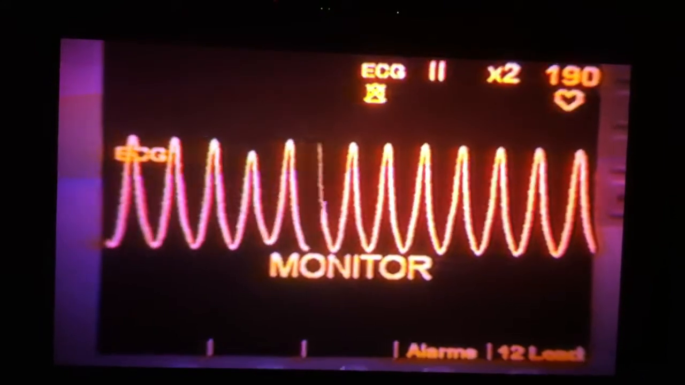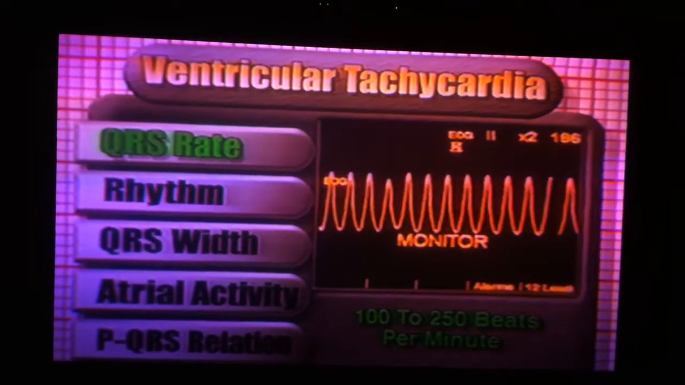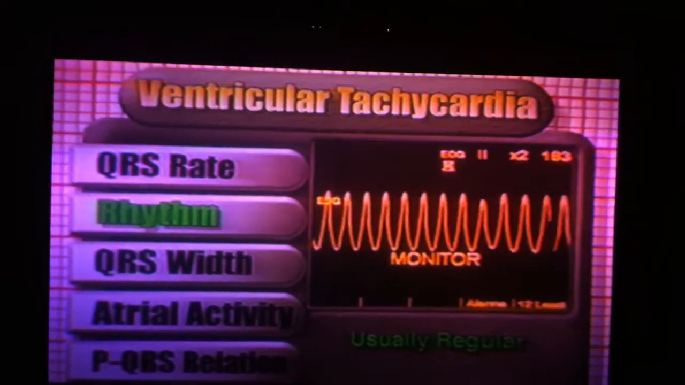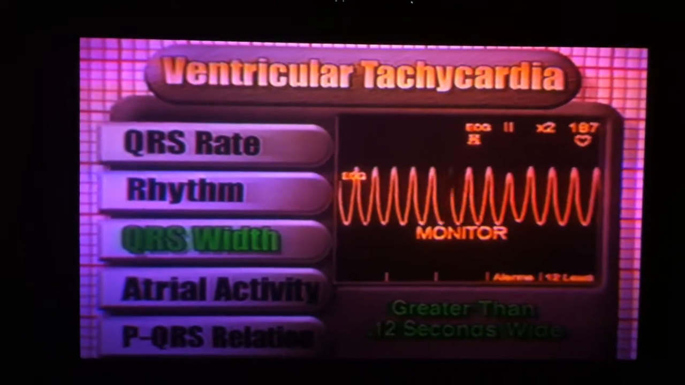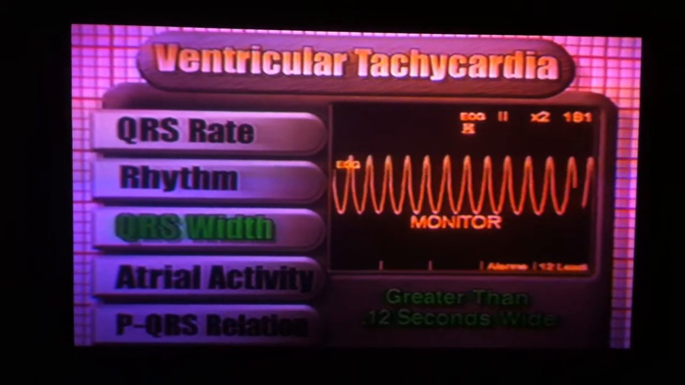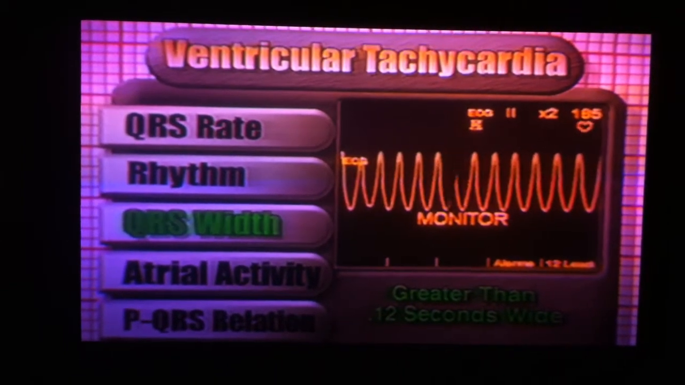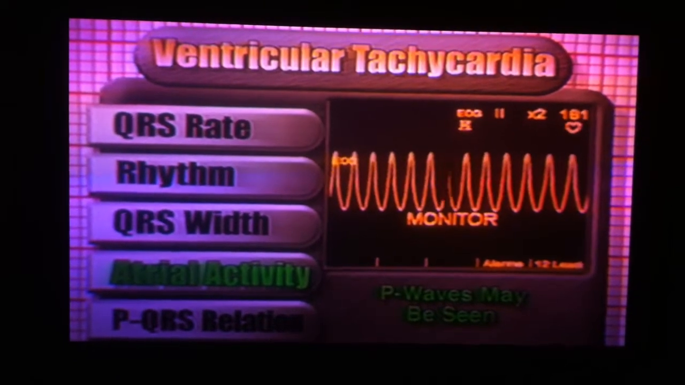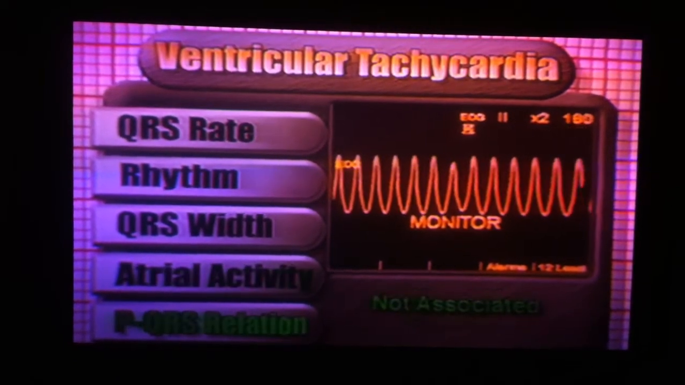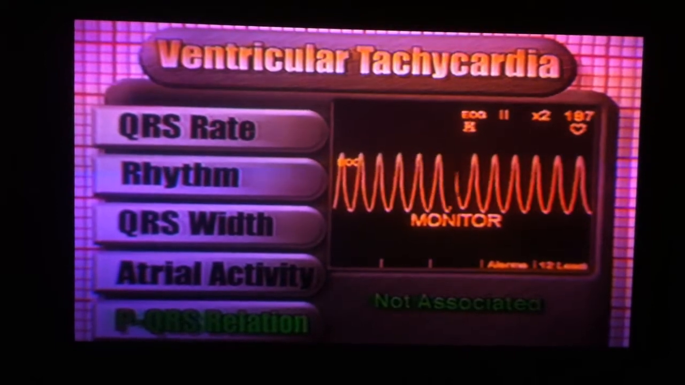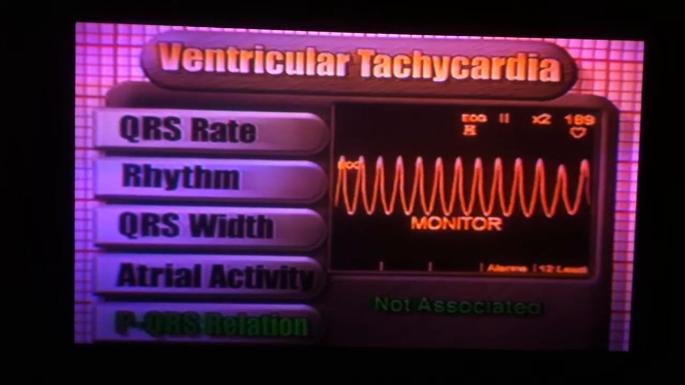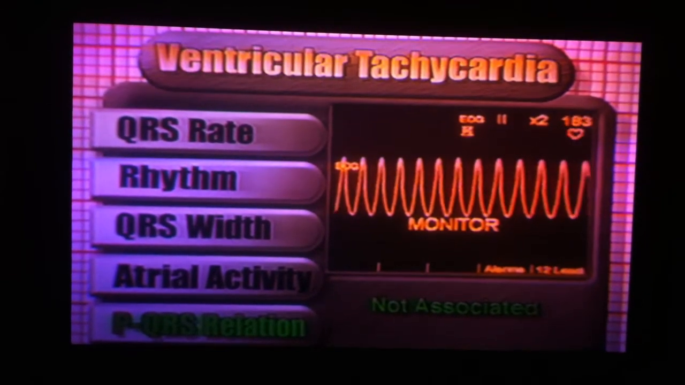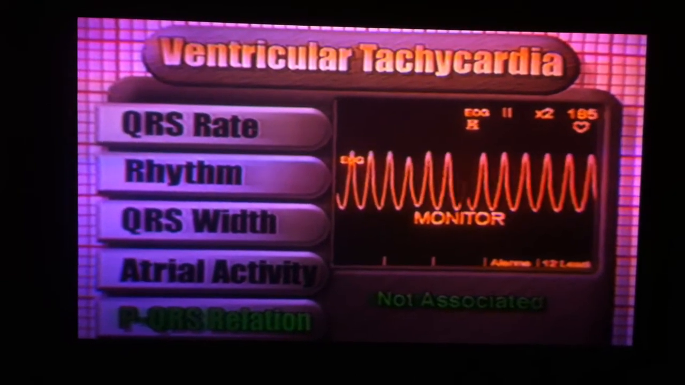Ventricular tachycardia has a ventricular rate of between 100 and 250 beats per minute. The rhythm is usually regular, with wide and bizarre-looking QRS complexes that are greater than 0.12 seconds wide. P waves may be seen in or between some of the QRS complexes, but are not associated. Ventricular tachycardia will not always generate a pulse. With or without a palpable pulse, VTAC is considered a life-threatening dysrhythmia.